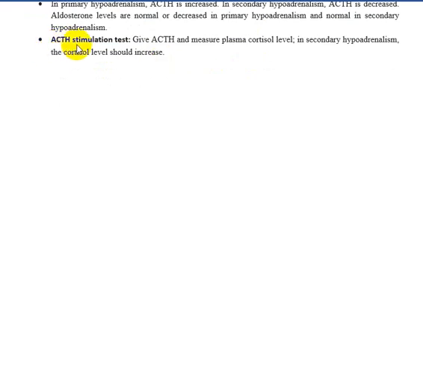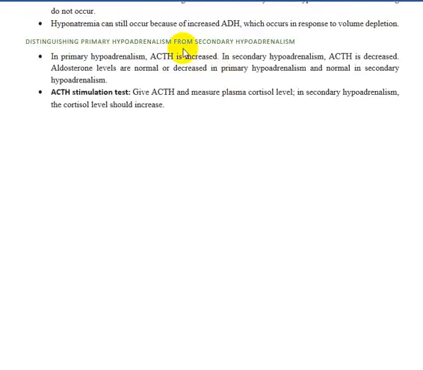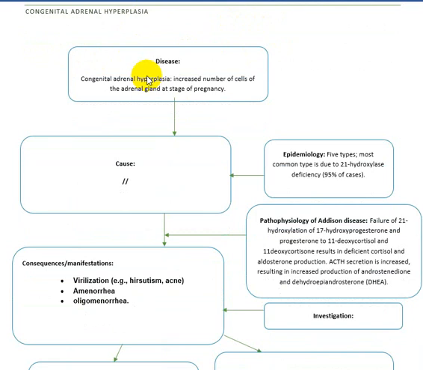Now, the ACTH stimulation test is positive in case of secondary hypoaldosteronism and negative in case of primary hypoaldosteronism.